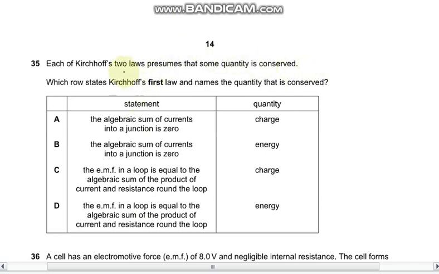Question number 35 says that each of Kirchhoff's two laws presumes that some quantity is conserved. Which law states Kirchhoff's first law, and names the quantity that is conserved? Kirchhoff's first law is regarding the current, and the quantity being conserved is charge. So A is the appropriate answer.